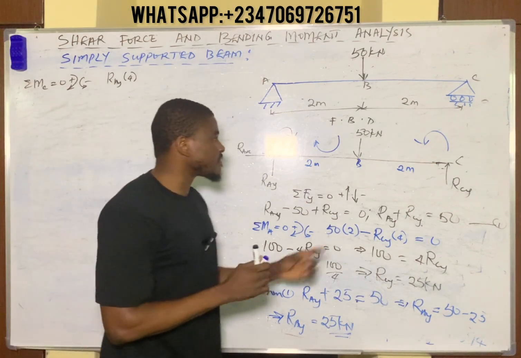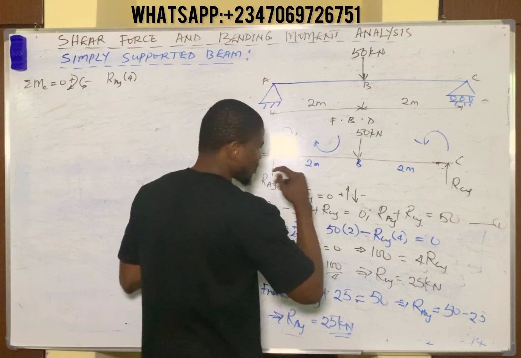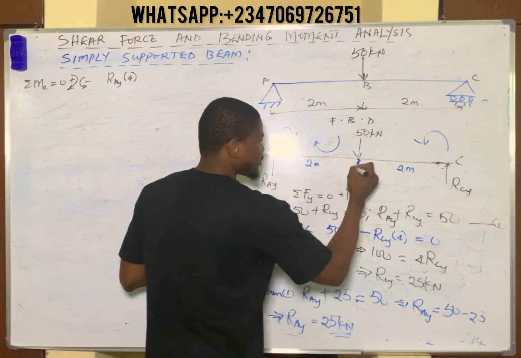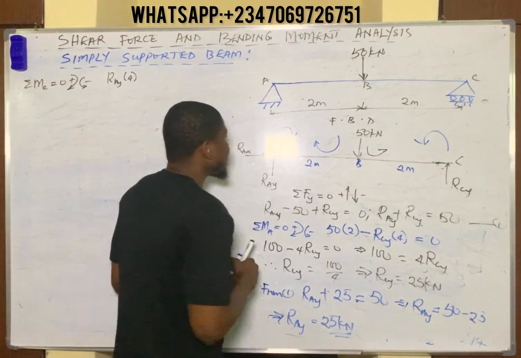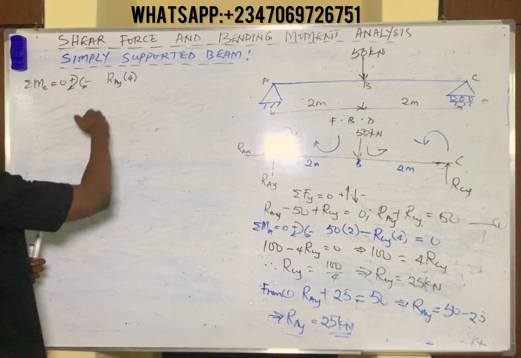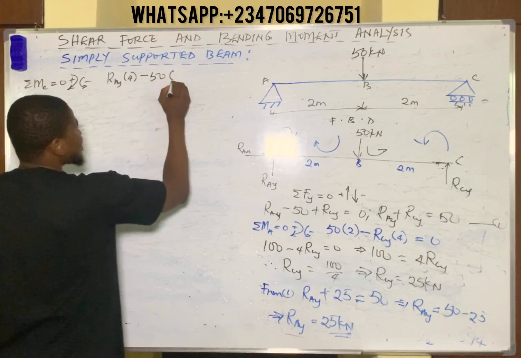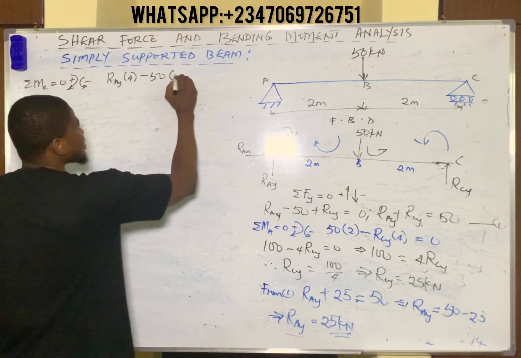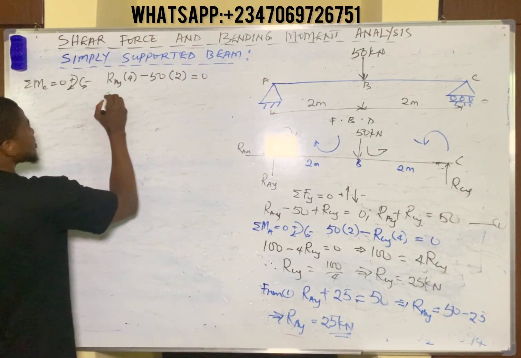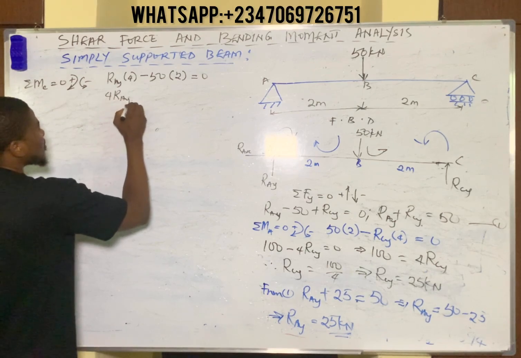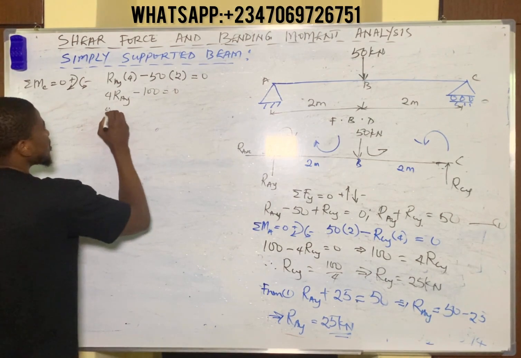Then you take the moment of the 50 kilonewtons force about point C. This force is acting downwards, which means this force will turn in this direction to take moment at point C. And this is an anti-clockwise direction. So it simply means you have minus 50. The total distance it takes that force to get to point C is 2, and this is going to be equal to 0. So this is going to be 4 RAY minus 50 times 2, there is 100, equals 0.